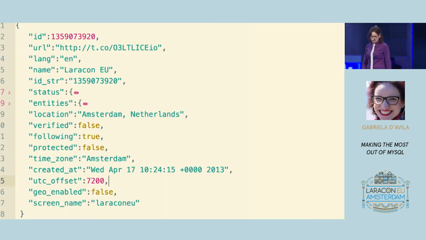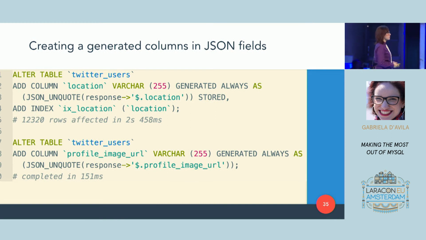So this is how it looks. That's a very, very compressed response from Twitter. It's way bigger than this JSON. You see that I jumped from 7 to 59. The rows that's the Laracon EU Twitter. And I wanted to know where my friends are from, where they are. So I wanted to index the location. And I also wanted to index their avatar picture. Yeah, I told you I'm going full stalker mode. So I did this. I created 2 virtual columns.